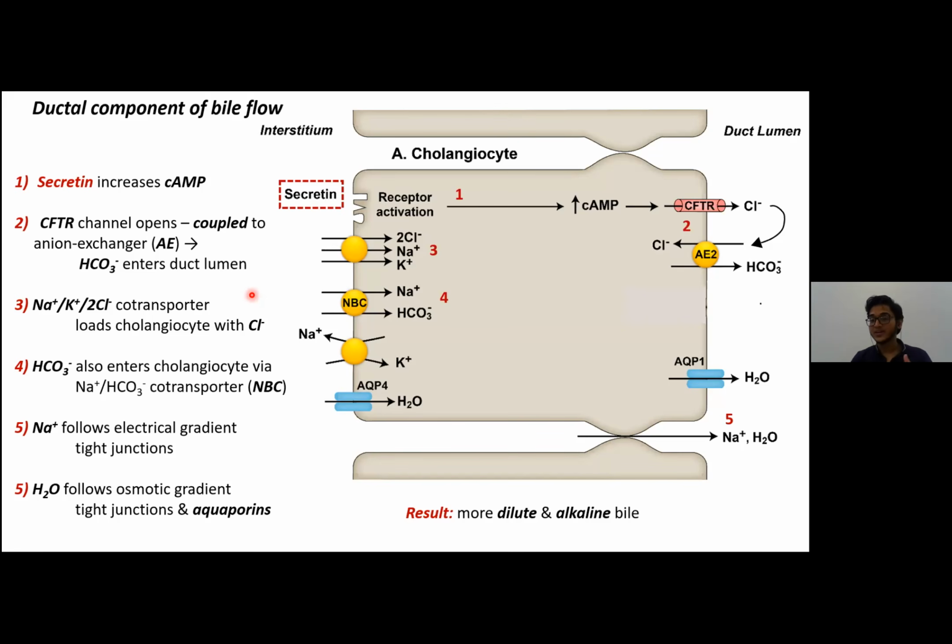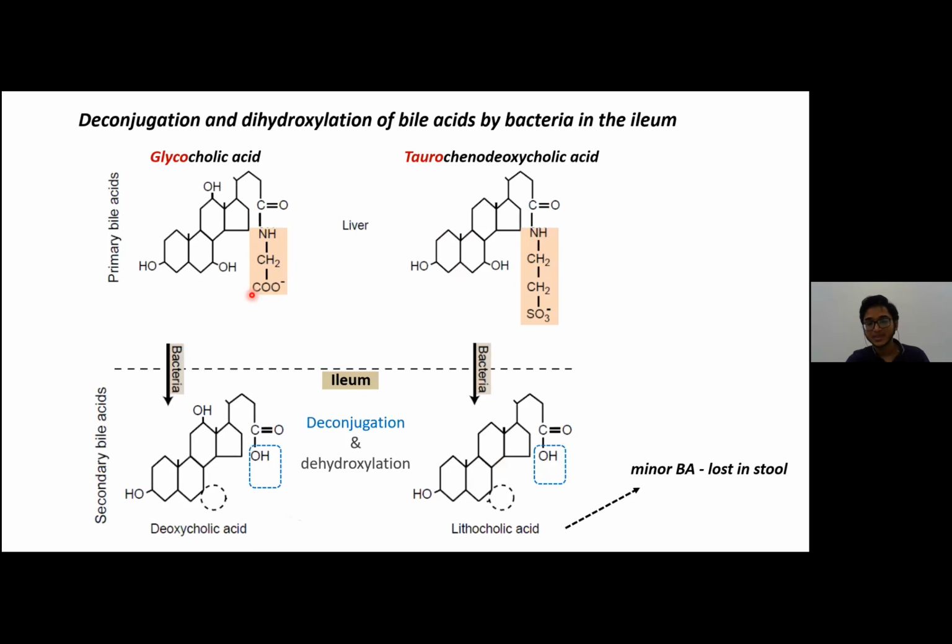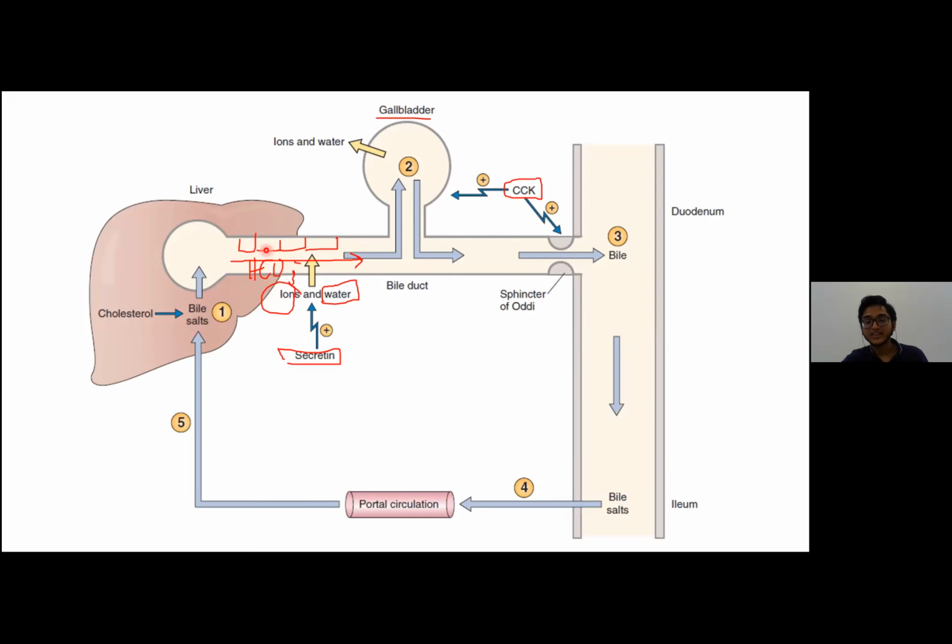Now we're moving down. So we've done synthesis, now we're moving on to transport. Now that bile is going along the bile ducts, and those cells lining the bile ducts are called cholangiocytes. If you remember from this image, we said that in the duct, you basically secrete ions and water, and this is stimulated by secretin. You need to know that.